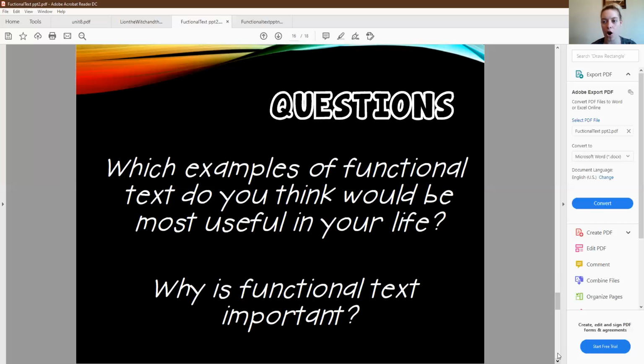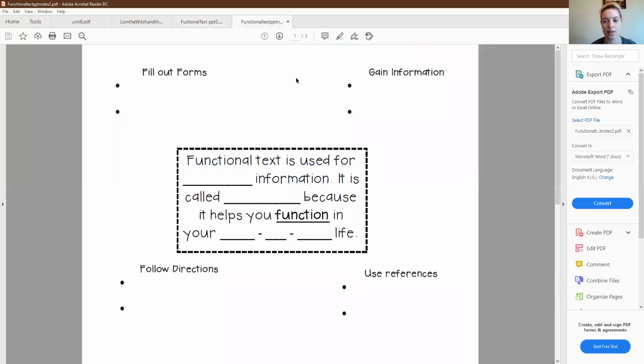So now that we've gone through what the different examples of functional texts are, you're going to use this lesson to help you fill out this, okay? This will be attached in a Google slide, and as long as you watch the lesson, you can successfully fill this out. So remember, functional text is used for everyday information. It is called functional because it helps you function in your day-to-day life. Then here on the bullet points, you're just going to put 2 examples of each type of functional text. And if you go back through this lesson, I go through the slides that have those examples, okay?